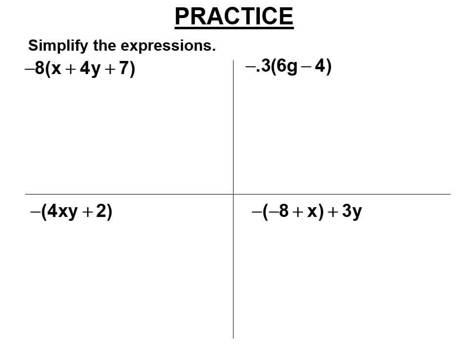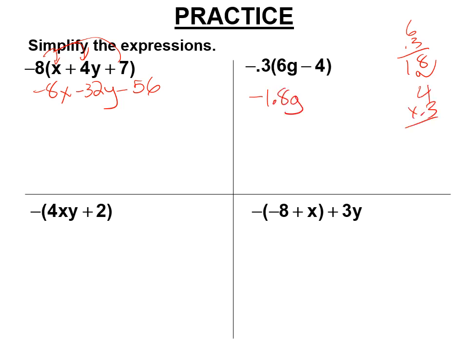Let's practice. Negative 8 times x is negative 8x. Negative 8 times 4y is negative 32y, which becomes minus 32y. Negative 8 times 7, negative 56, which becomes minus 56. Negative 0.3 times 6, 6 times 0.3 is 1.8, so this is negative 1.8g. 4 times 0.3 is 1.2. Negative times negative is a positive. This becomes plus 1.2. You're going to distribute a negative 1 here, and so you get negative 4xy minus 2.